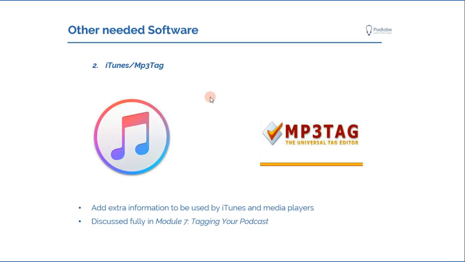I go with iTunes because, of course, most of the extra information is used by iTunes. They have the largest podcast directory out there. So why not make use of the software that they have created to understand what they want from you? You can also go with MP3 tag. I've used it before, though I stopped using it because, like I said, I'm using iTunes. But these are the two options under this category that I recommend.